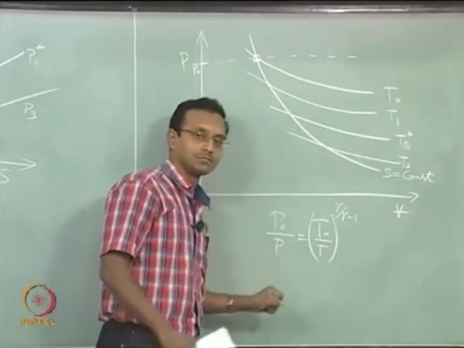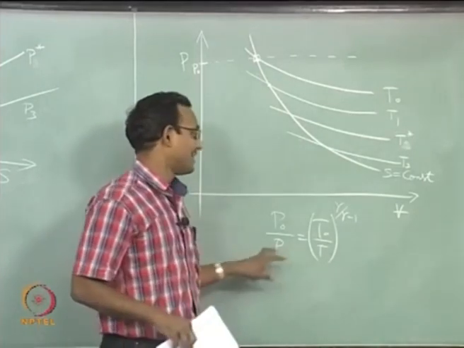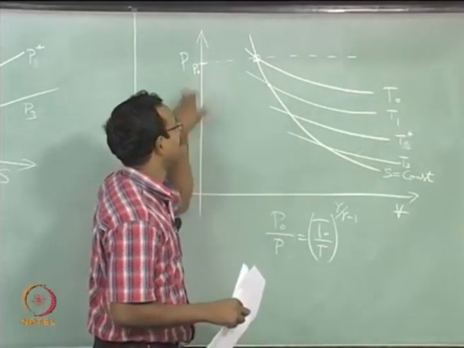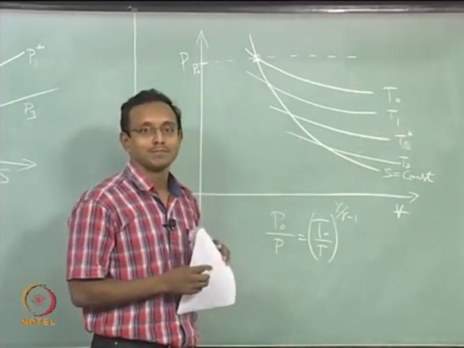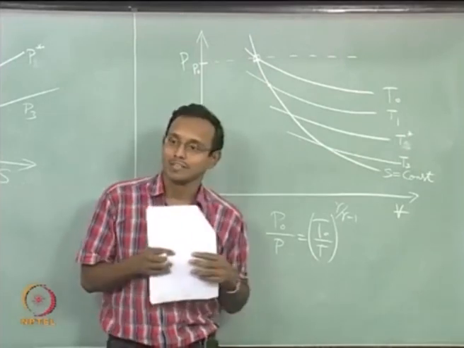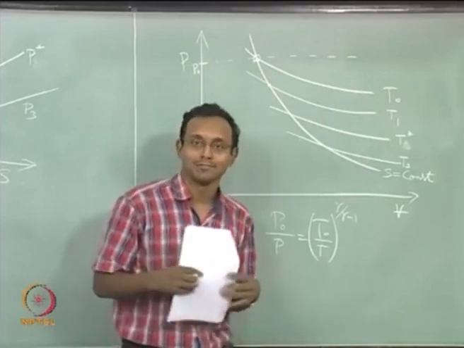If T drops, they are related directly, it is not an inverse relation. So, if temperature drops, pressure drops. It so happens that pressure drops more than temperature drops. If temperature drops to half, pressure drops to much lower than half its value.